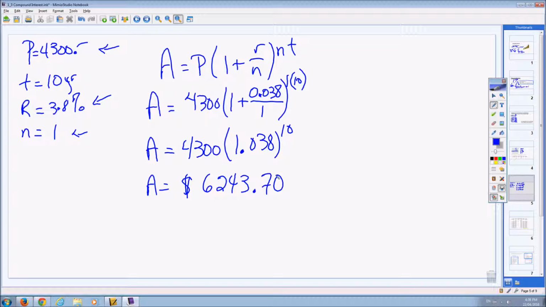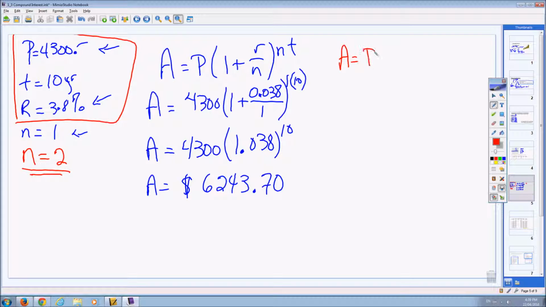But I also want to show what it would look like if she was compounding semi-annually. So I'm going to change to the red pen, and we're going to now make n equals 2. Everything else is going to stay the same. We're going to find an investment for her 4,300 for 10 years at 3.8, but these are generous people who are compounding twice a year. Formula stays the same. And plugging it in. Same process.